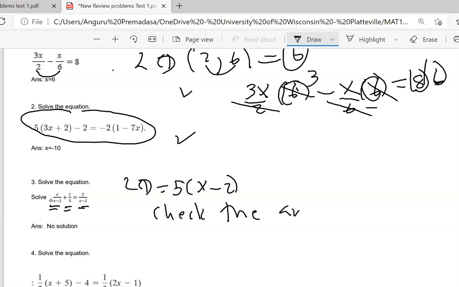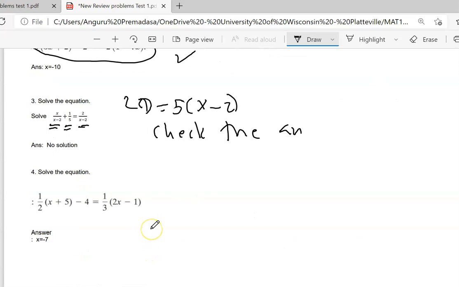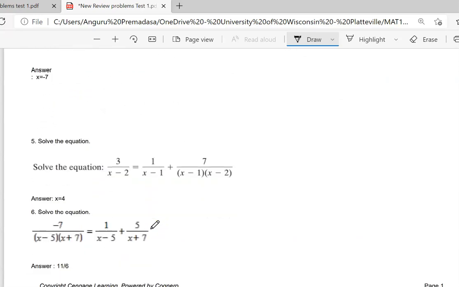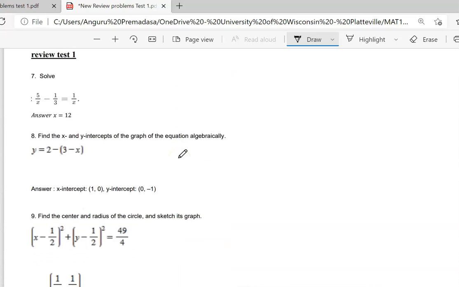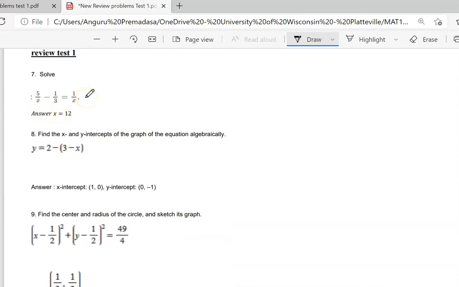Number 4 is pretty much like 2, and then 5 is a rational equation again, the same thing: find the LCD and multiply. 6 is like that, again find the LCD and multiply, and 7 is also find the LCD here and multiply. Number 8 is kind of different.